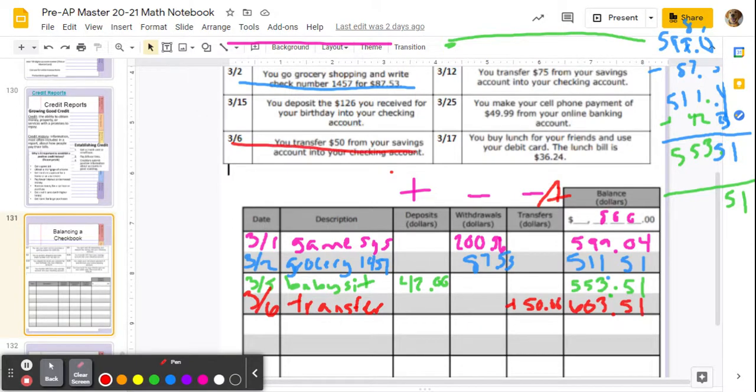If you wanted to complete this, you would continue going until you completed the entire thing. So when you have a checking account, you keep track of this just like this.